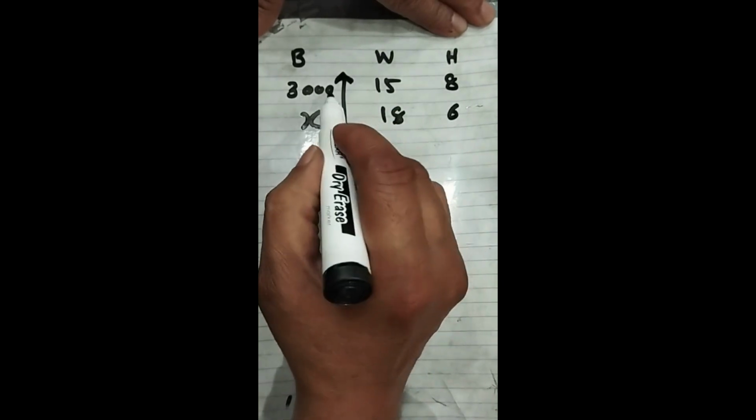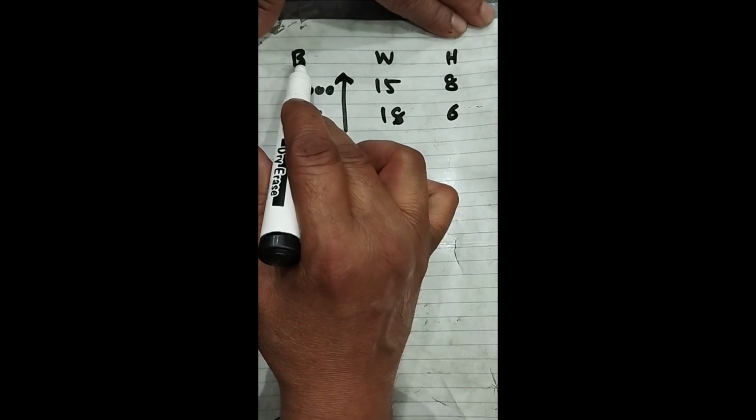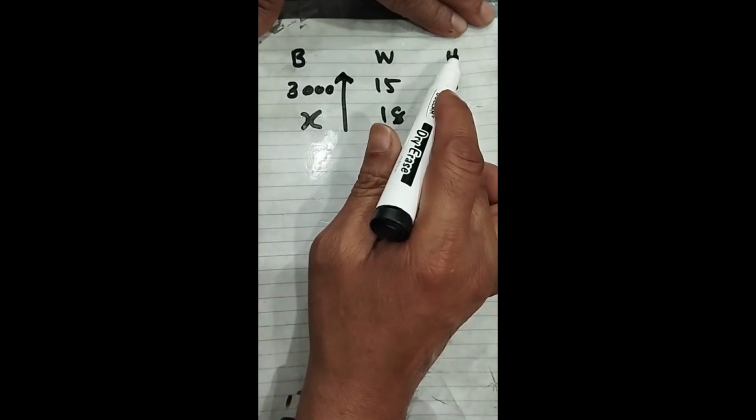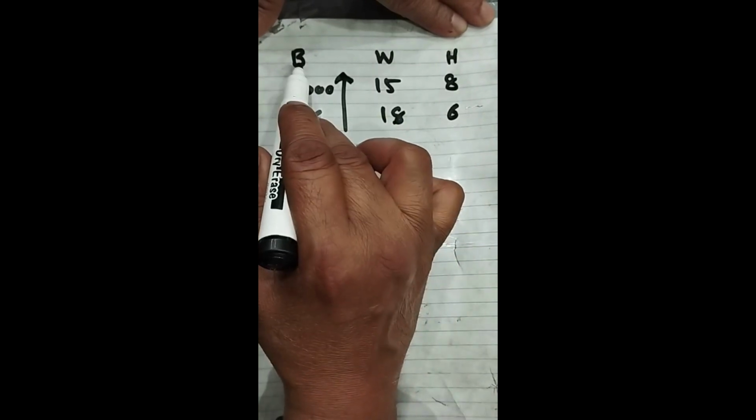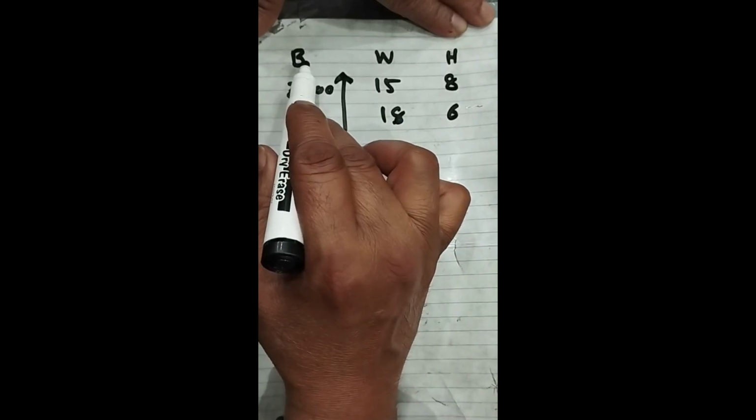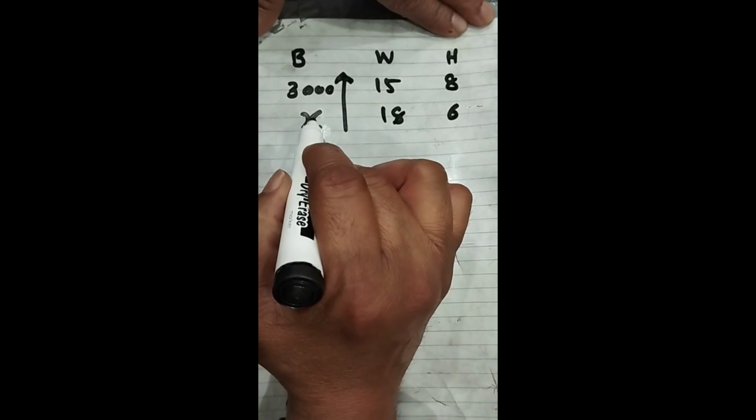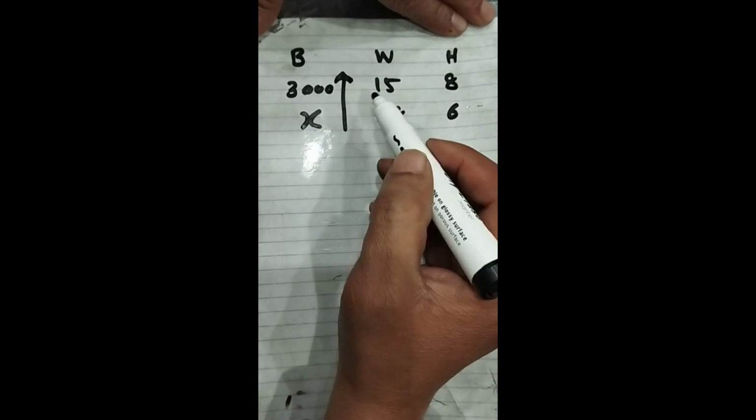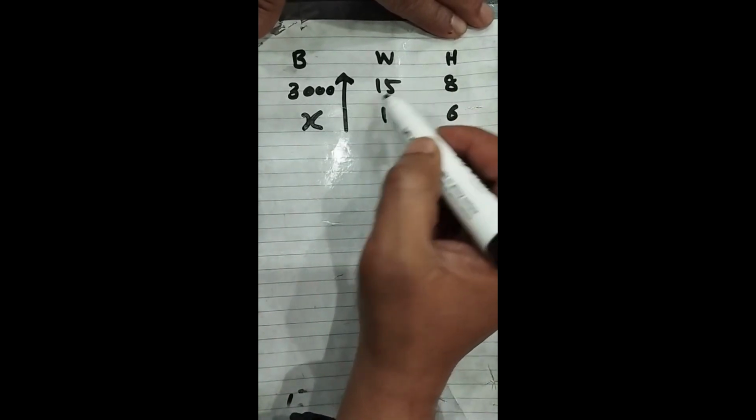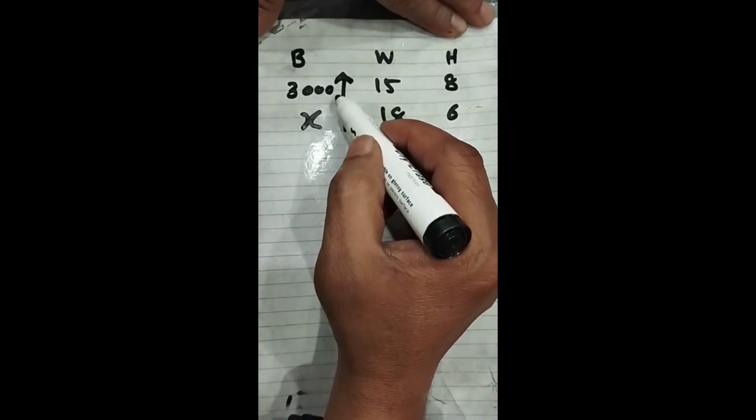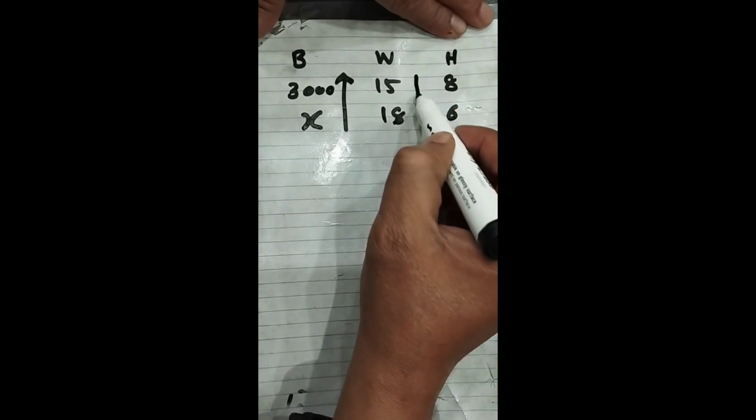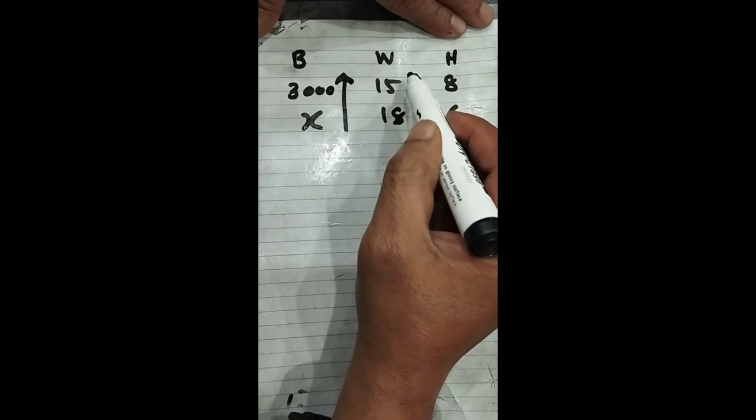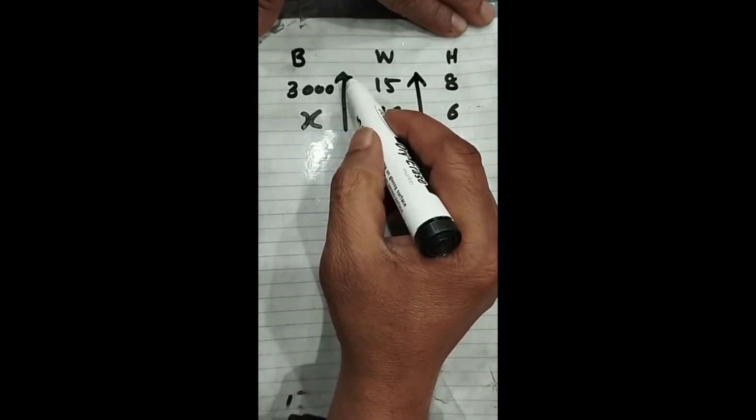Okay, now we will see the relation of bottles with workers and hours. So how can we increase the number of bottles to be filled? Of course, if the workers are more, then the number of bottles filled will be more. So we simply put an upward arrow sign here. It means if the number of workers is increasing, the number of bottles is also increasing.